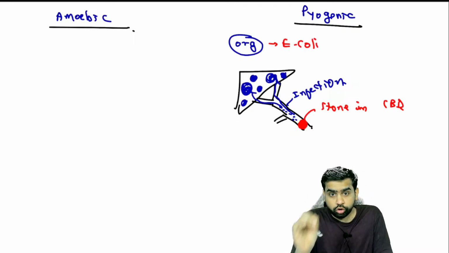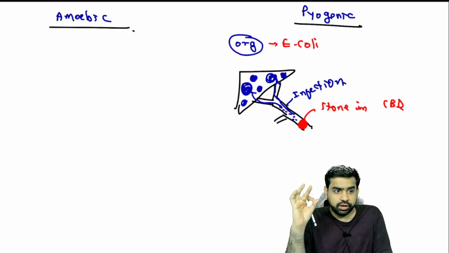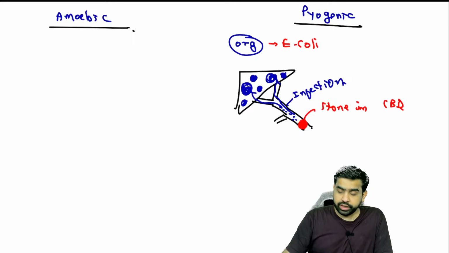What is the most common route of spread of the pyogenic liver abscess? In the pyogenic liver abscess, the most common route of spread is the ascent of the infection from the biliary tree. That is the most common route of spread in the pyogenic liver abscess.